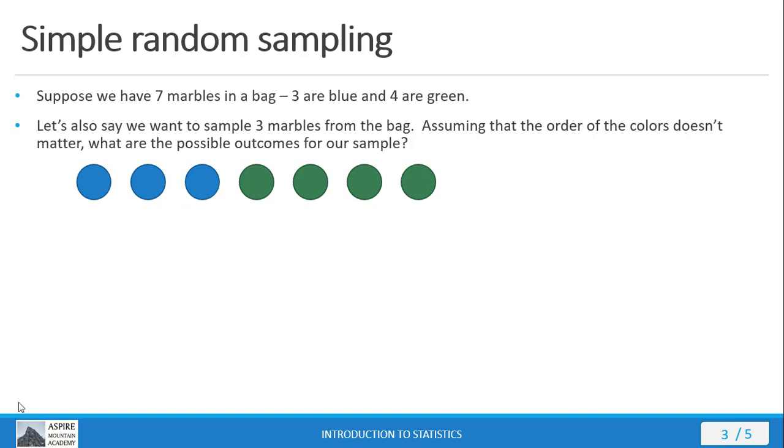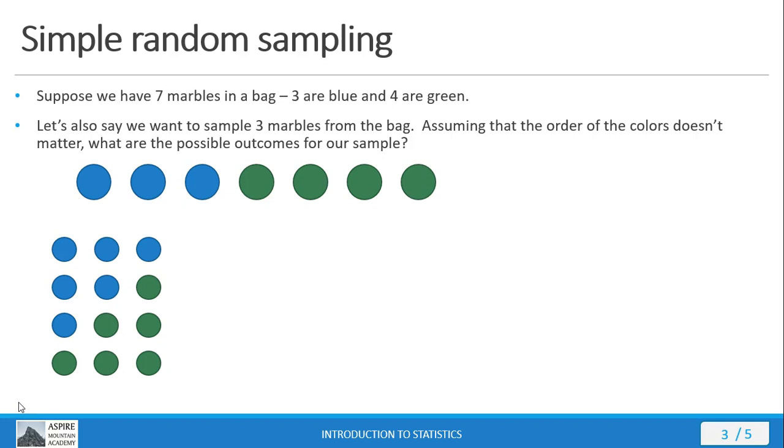With that in place, what are the possible outcomes for our sample? What could the 3 marbles that we draw out of our bag actually be? Well, all 3 of the marbles we draw could be blue. We could take all 3 blue marbles. That's possible. Or 2 of the marbles could be blue and 1 could be green. That's another possibility. We could have 1 of those marbles be blue and the other 2 be green. Or we could have all 3 of them be green. So these are all the possibilities for drawing 3 marbles out of the bag.